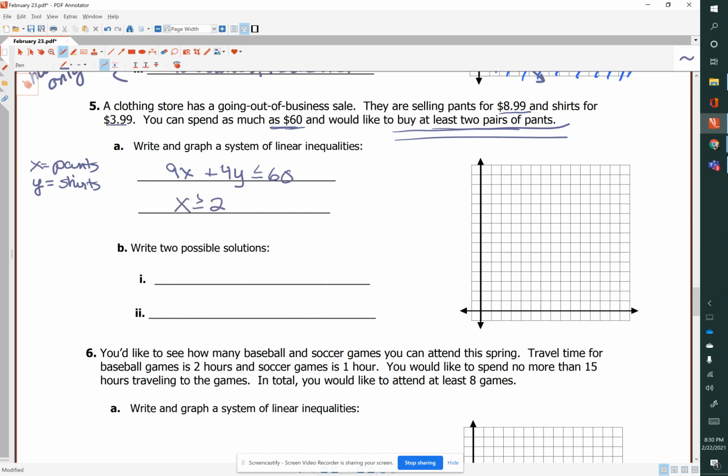That's it for that. So slope intercept for this first inequality would be Y is less than or equal to negative 9/4 X plus 15, and X is greater than or equal to 2 is a vertical line. So if each of these are 1, 2, 3, so they're 1 unit apart, X is greater than or equal to 2 is a vertical line right here. And then we would shade to the right of the line where X is greater.